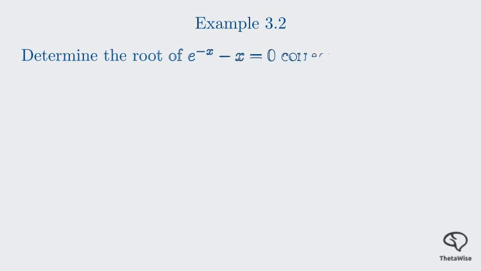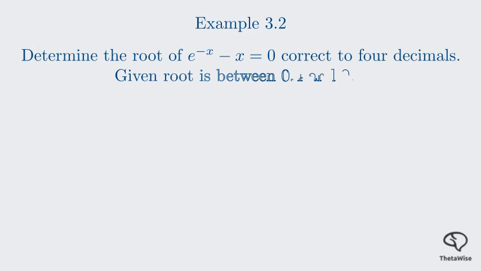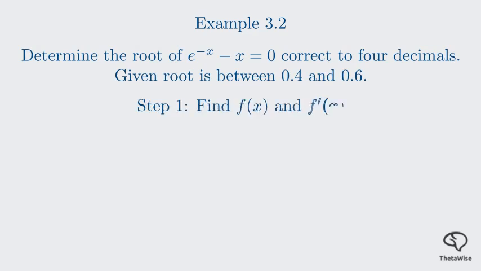Let's apply Newton's method to our previous problem to see how quickly we can find a highly accurate root. This is our first major example. The question asks us to find the root of e to the negative x minus x equals 0, correct to 4 decimal places. We already know the root is between 0.4 and 0.6. Step 1 is to define our function and find its derivative. Our function is f of x equals e to the negative x minus x. The derivative f prime of x is negative e to the negative x minus 1.